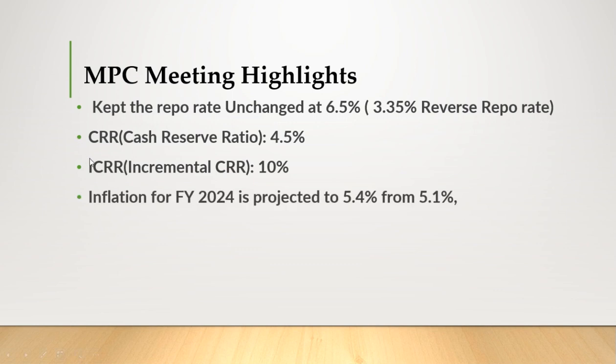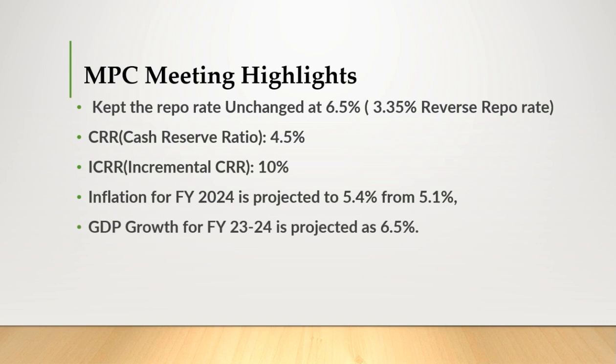Next, inflation projection. RBI has projected inflation for financial year 2024 as 5.4%, which is more than the previously predicted 5.1%. There may be a reason why the inflation projection has been raised. It's very simple. Currently vegetable prices have increased, international food prices have also increased, and the monsoon effect is also there. So the inflation projection was raised from 5.1% to 5.4%.